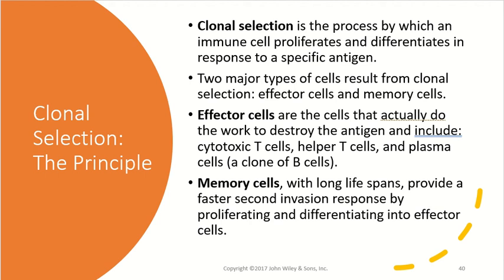And then we have our memory cells. These are going to have a long lifespan, and they are going to provide a faster secondary response to the invader, proliferating and differentiating into effector cells. So we end up with the production of both of these two cells. We have one that's going to be stored for later so that we can recognize that invader if it comes again, and then we have the effector cell that's going to be responsible for dealing with and eliminating the foreign invader from the start. So those two are going to both be a result of this clonal selection. Both are very important.